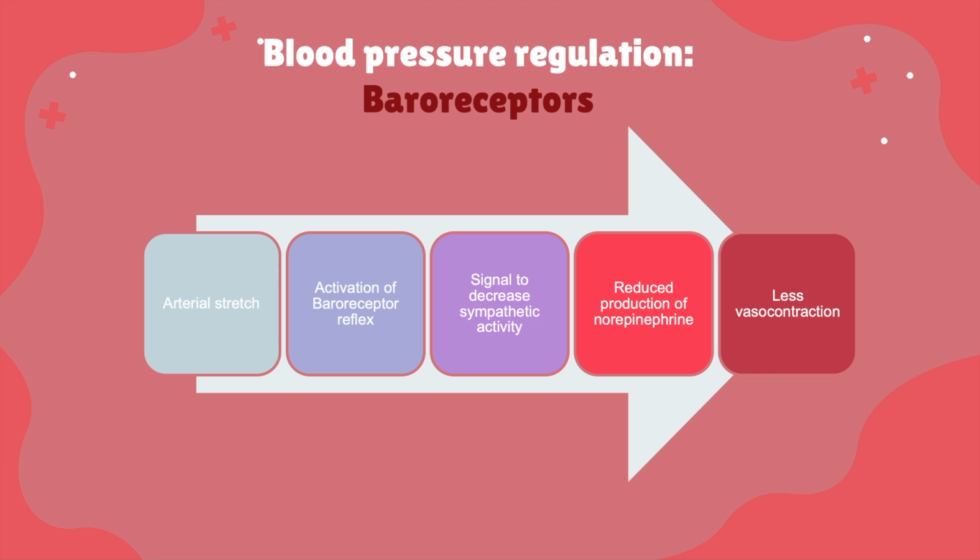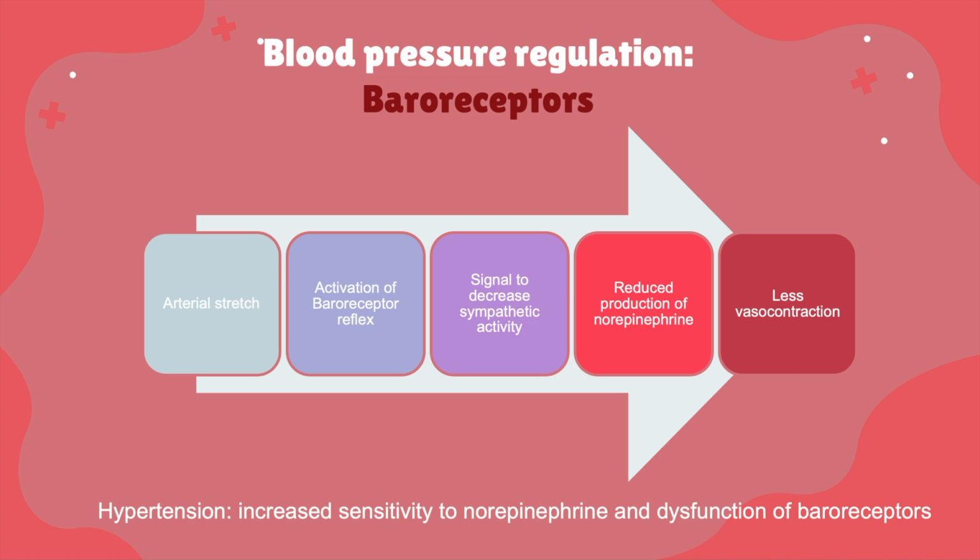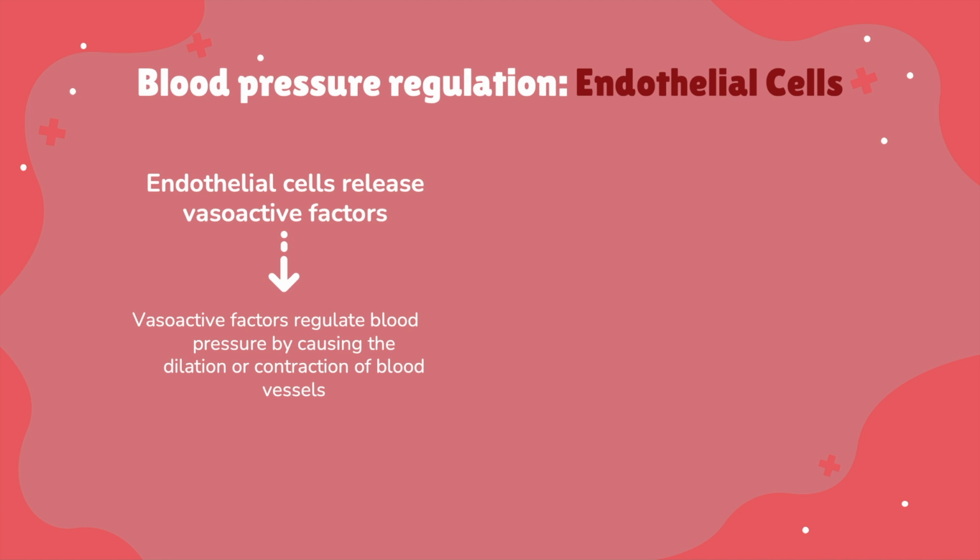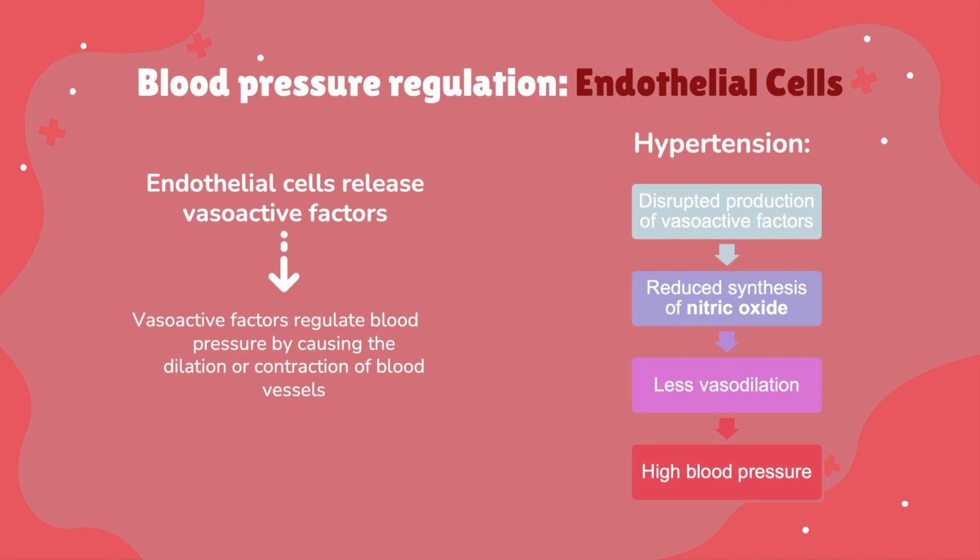When blood pressure is too high, the arterial stretch triggers baroreceptors that line the arteries to signal the decrease in sympathetic activity and reduce the production of norepinephrine to decrease blood pressure. Increased sensitivity to norepinephrine and dysfunction of baroreceptors has been linked with hypertension. Endothelial cells also contribute to blood pressure through the release of various vasoactive factors. Vasoactive factors control the contraction or dilation of blood vessels. In hypertension, the endothelial production of these vasodilators and vasoconstrictors is disrupted, with reduced synthesis of nitric oxide, a potent vasodilator, contributing to high blood pressure.